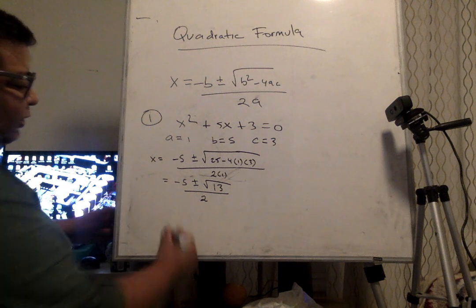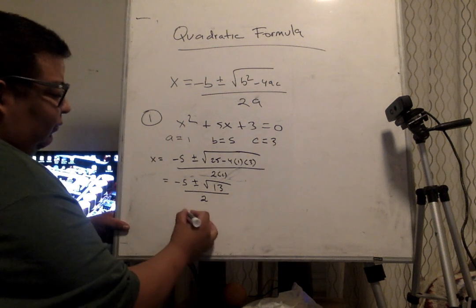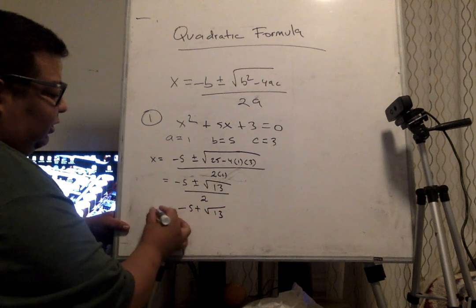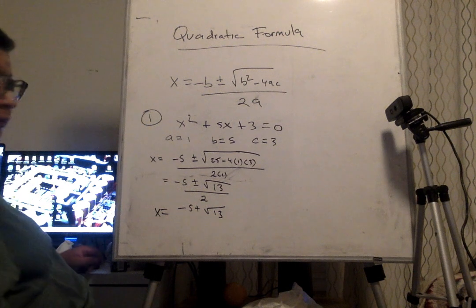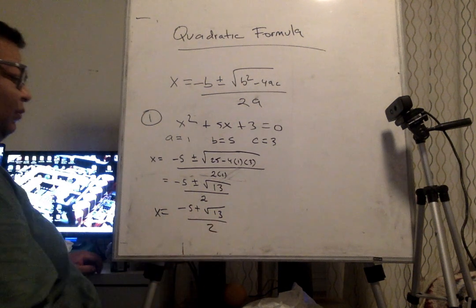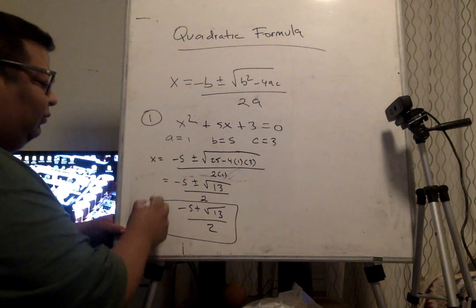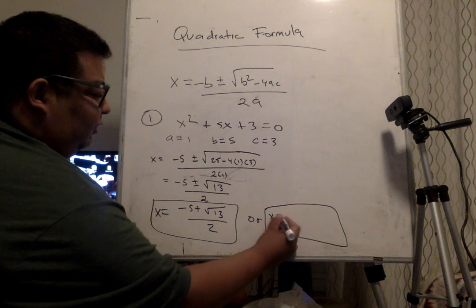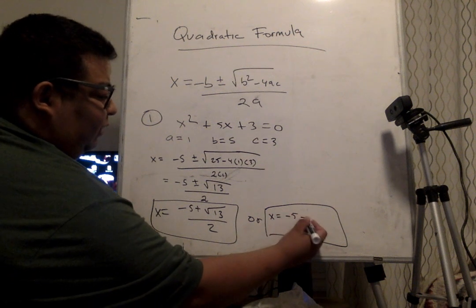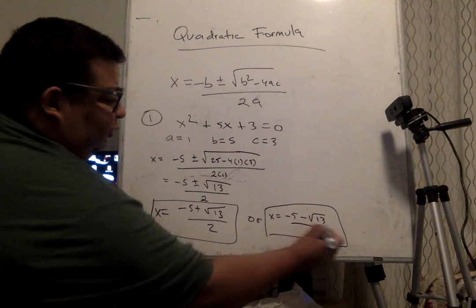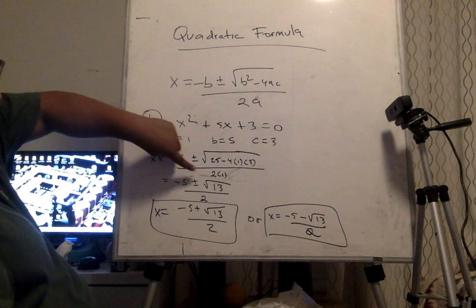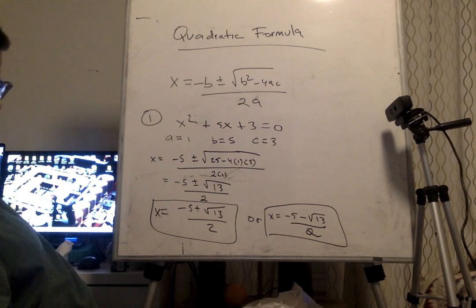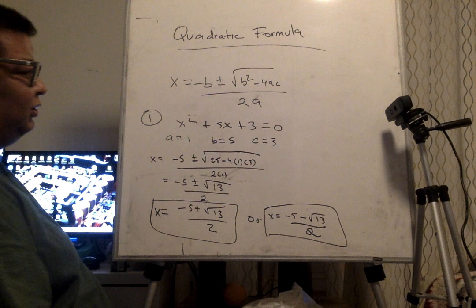You have two answers. One is x equals negative 5 plus the square root of 13, all over 2. That's one answer. The second answer is x equals negative 5 minus the square root of 13, all over 2, because you have a plus and a minus. Alright, so that finishes this example.